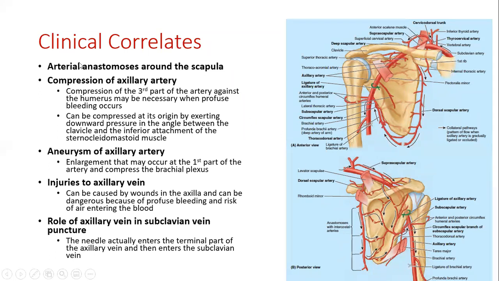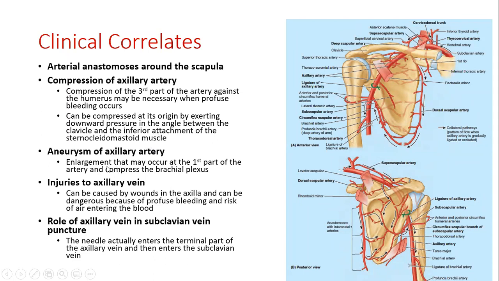We already listed the different arteries for anastomosis around the scapula. This is the compression of the axillary artery; that's the ligature here. Compression of the third part against the humerus may be necessary when profuse bleeding occurs. It can be compressed at its origin by exerting downward pressure in the angle between the clavicle and the inferior attachment of the sternocleidomastoid muscle. Okay.